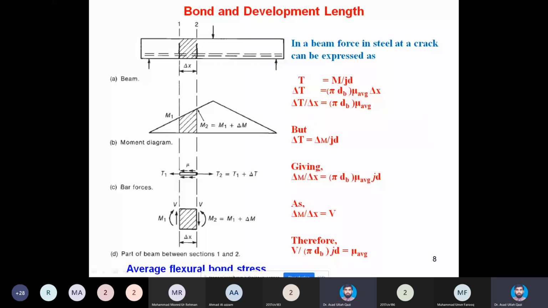Now keep all these points in mind, and let's now review this simply supported beam subjected to point load at midspan. I already explained some of the contents on the earlier slides. Now again, repeat the same points and look at this picture. Assume a beam reinforced with one single bar, a beam shown with dotted line, and there are two sections 1 and 2 spaced at a distance delta x.